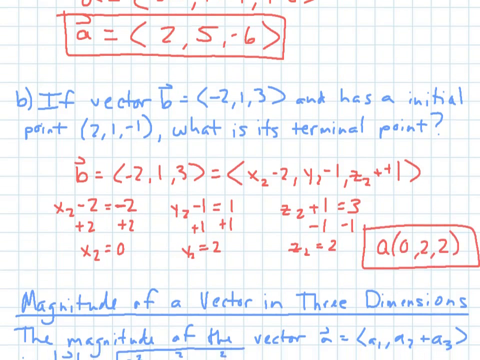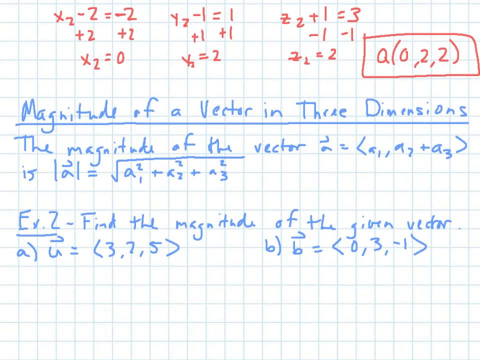Now, magnitude for a vector is very similar in 3 dimensions. We take the magnitude of a vector A. Looks like I have a plus sign where I shouldn't. Let's make that a comma. So a sub 1, comma, a sub 2, comma, a sub 3. We take all of those numbers squared and add them together, and then take the square root, kind of like you would in the distance formula, the magnitude formula that we've already used.